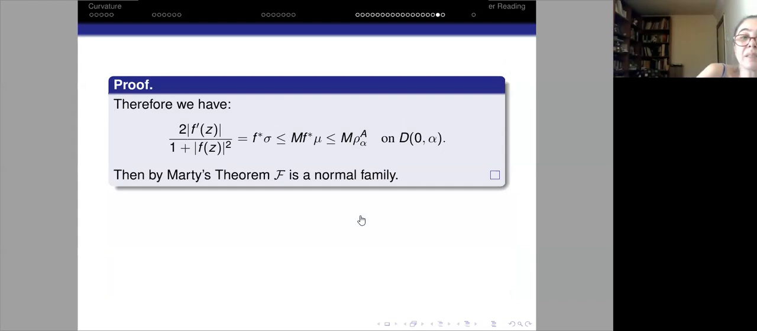And if you write this, this is equal to our quantity, the absolute value of f prime z over 1 plus magnitude f z squared, which is equal to the pullback of the spherical metric with respect to f, and then it is less than or equal to f star mu, and it is less than or equal to m times this rho alpha metric on the disk with center 0 and radius alpha. Then, by Marty's theorem, we can say that F is a normal family.